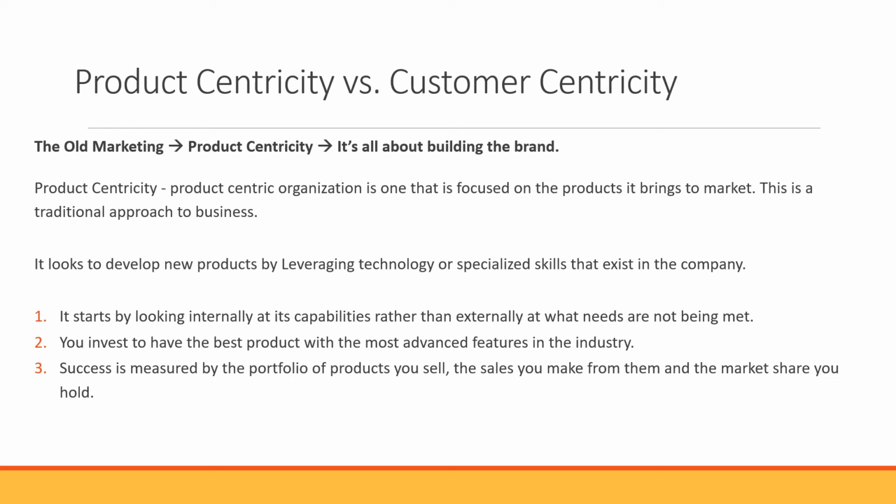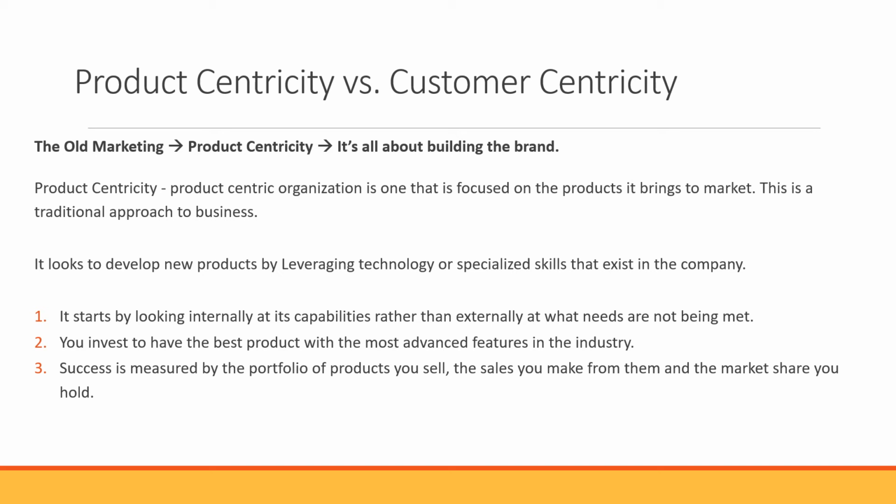Honda's got very good brand value, and the people at Honda focus on producing high quality, high value cars for the price by leveraging their knowledge and technology and specialized skills in the automobile building business. It starts by looking internally at its capabilities rather than externally at what needs are not being met. You invest to have the best product possible and the most advanced features in the industry. Success is measured by the portfolio of products you sell and your market share and profit margins.